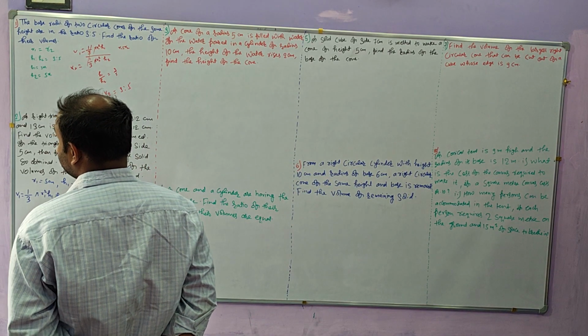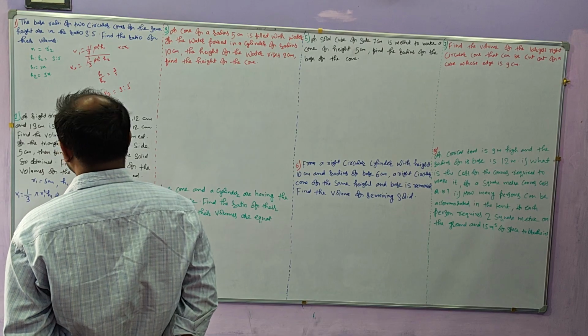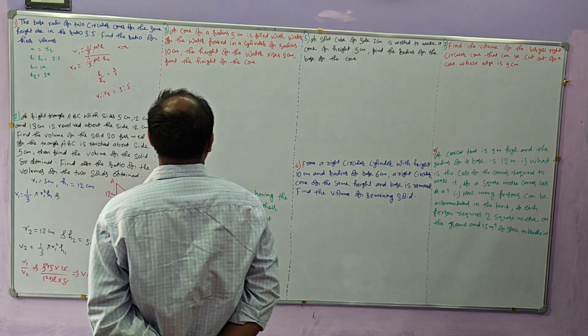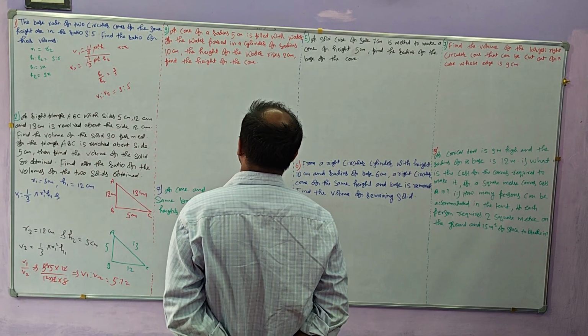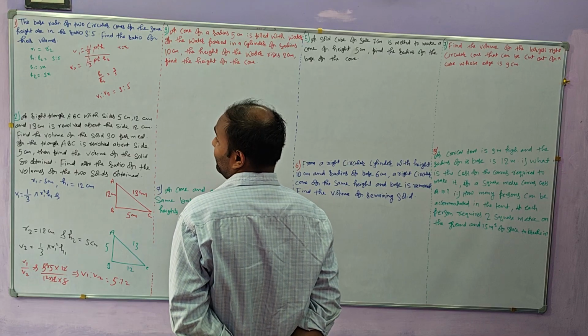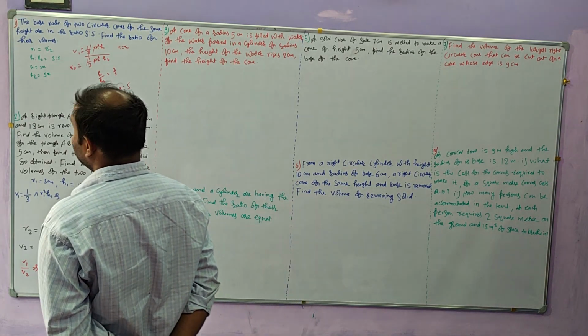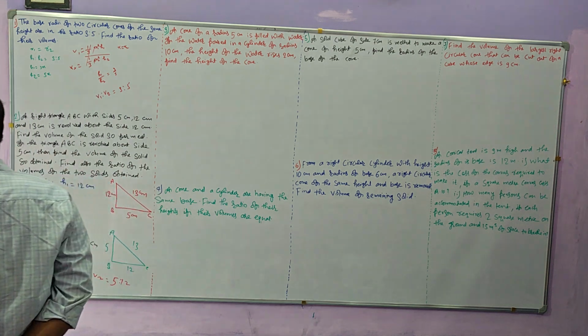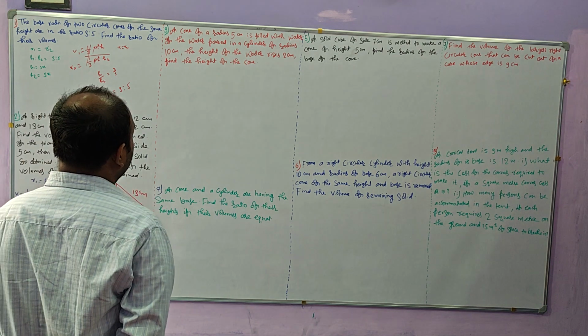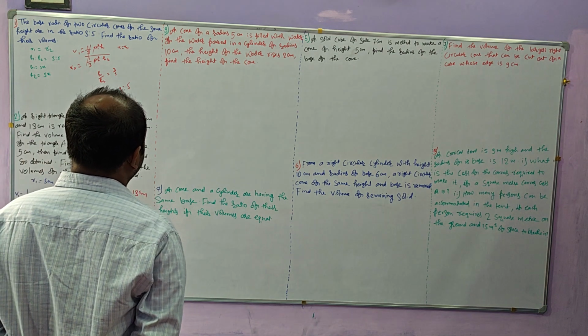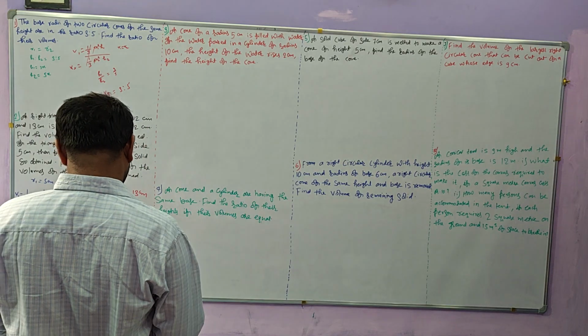Another question. A cone of radius 5 cm is filled with water. If the water is poured into a cylinder of radius 10 cm, the height of water rises 2 cm. Find the height of the cone.